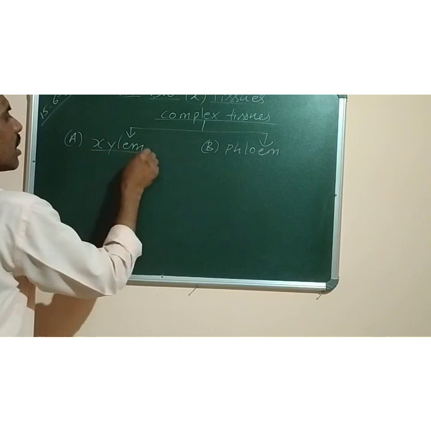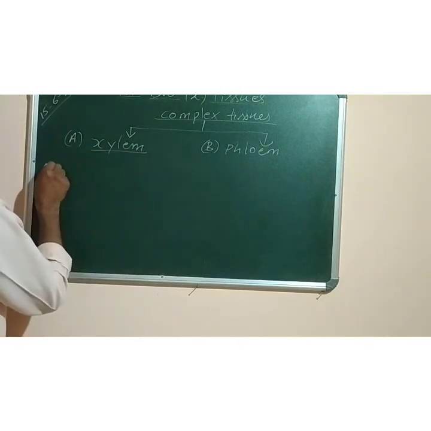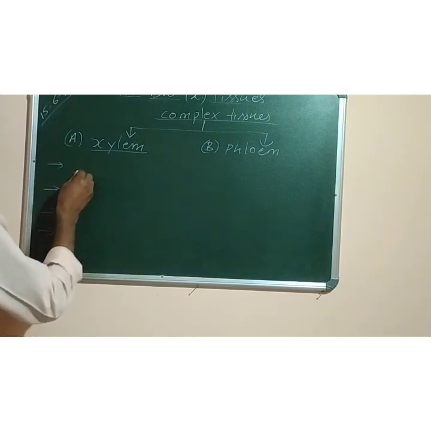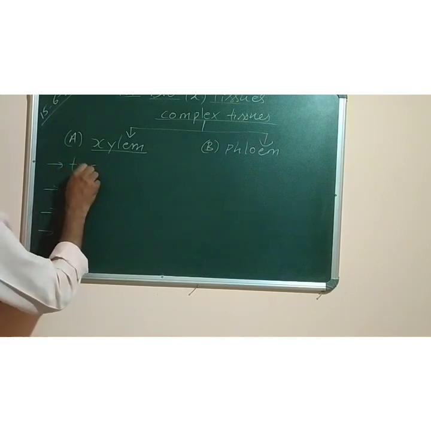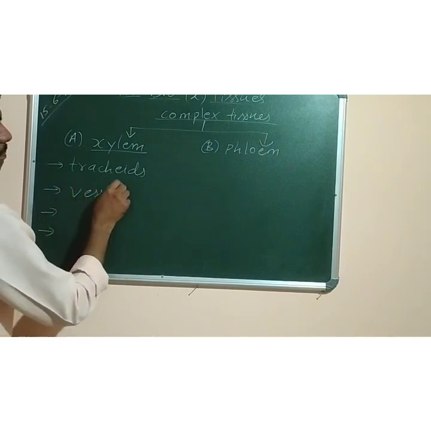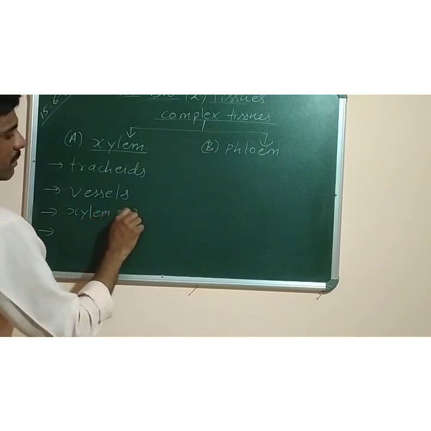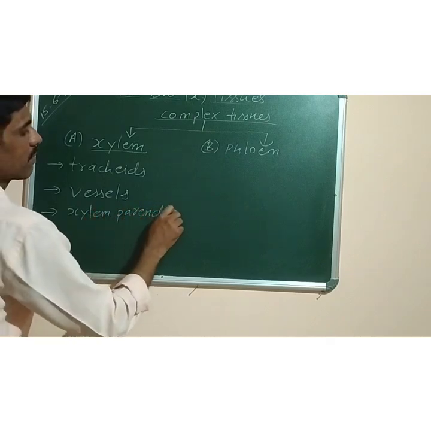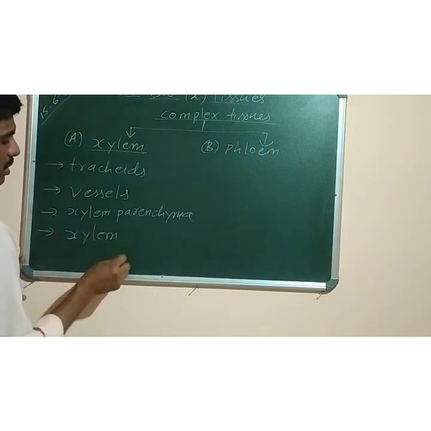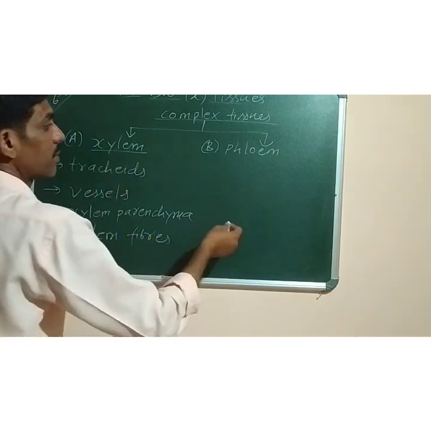Now xylem is a plant tissue which is made up of four different types of cells. So I write down the name of all those four cells or the elements which make xylem. What are they? Number one is xylem tracheids, then xylem vessels, xylem parenchyma, and the xylem fibers. Just now we studied fibers in the sclerenchyma tissue. So fibers are present in the xylem tissue also, and in the phloem also.